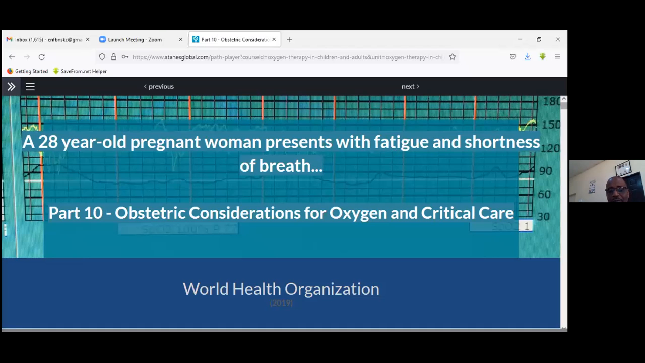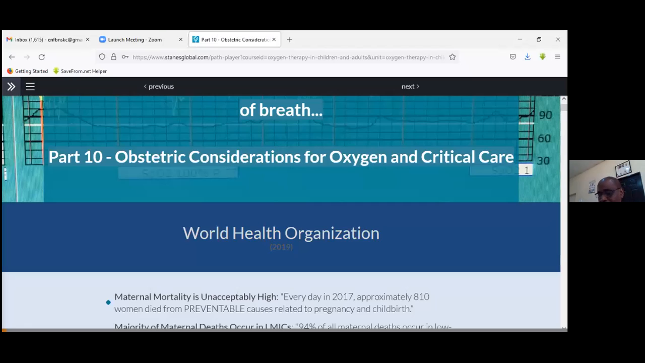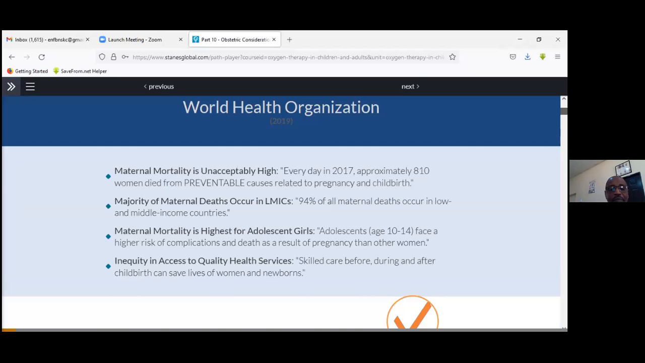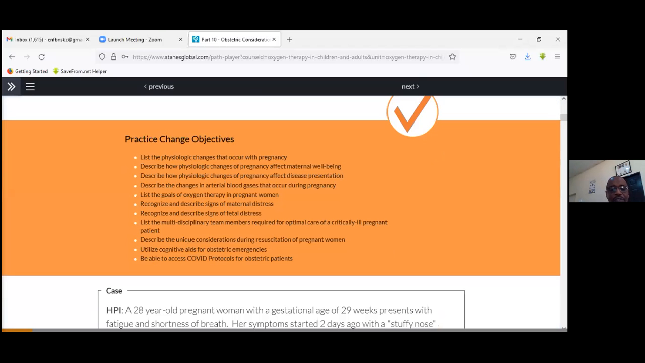Okay, so we'll scroll down and see what our practice objectives are, what we are supposed to learn. This is the practice objective. At the end of this session, we should be able to adapt these changes to our practice. We're supposed to be able to list the physiologic changes that occur with pregnancy, and also to describe how these physiologic changes affect maternal well-being, and also how the physiologic changes of pregnancy affect the disease presentation.